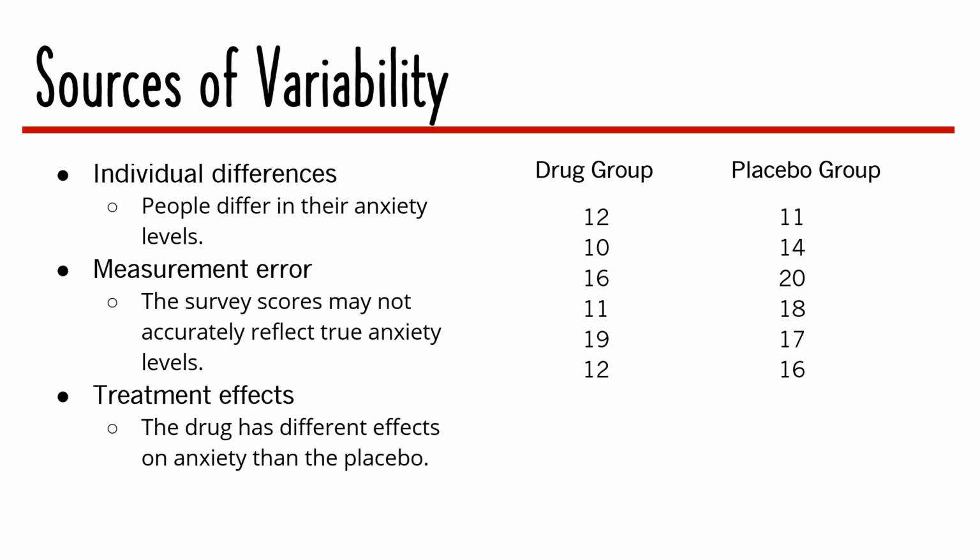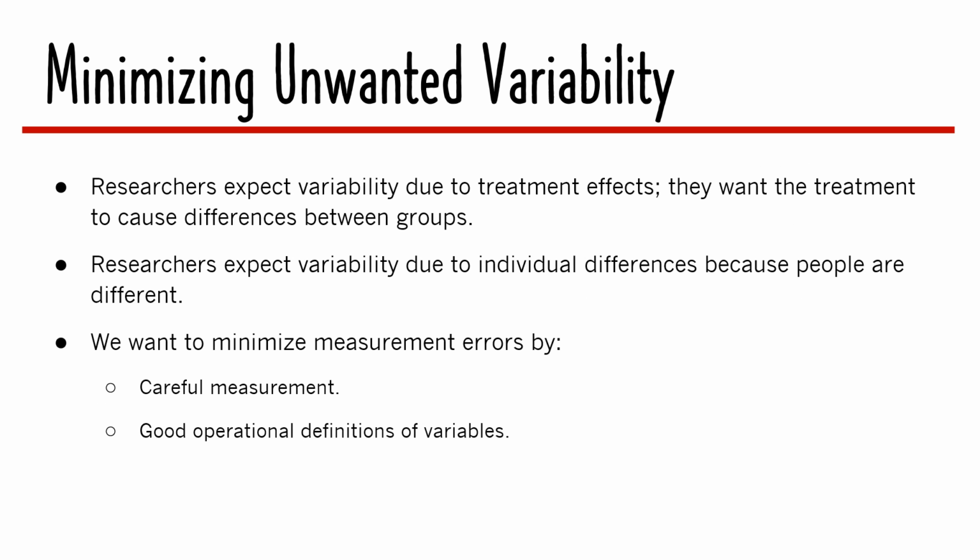And then finally, there are treatment effects in that we have different scores or variability in the drug group and the placebo group because they receive different treatments, and we expect them to have different scores because of those different treatments. So in any study, there are different sources of variability, and some of them we want to work to minimize because they're not good sources of variability.